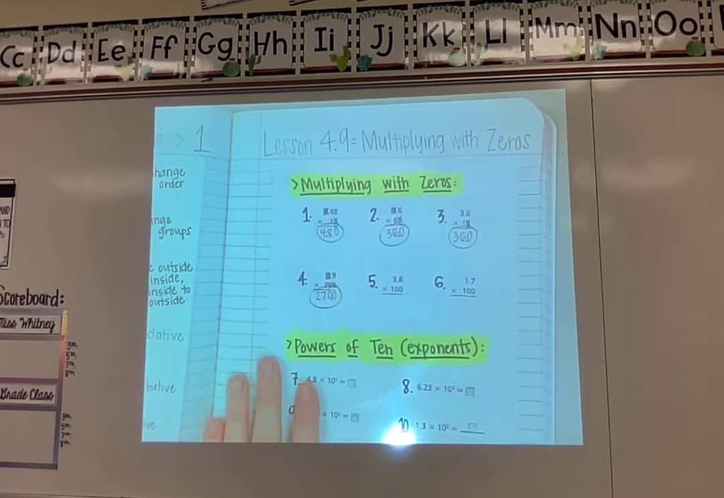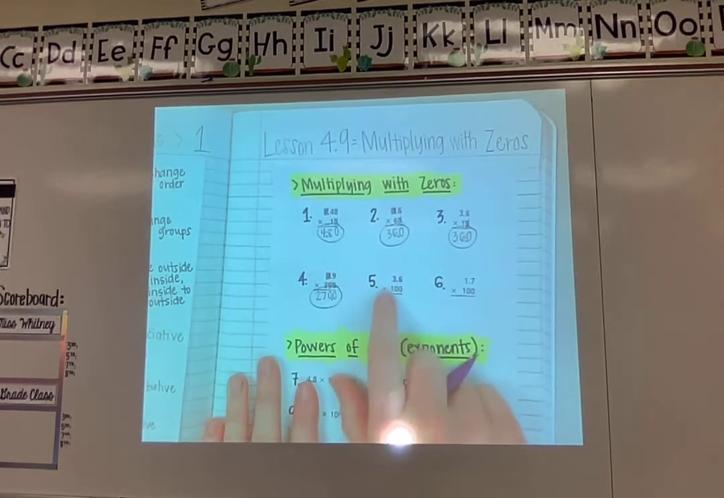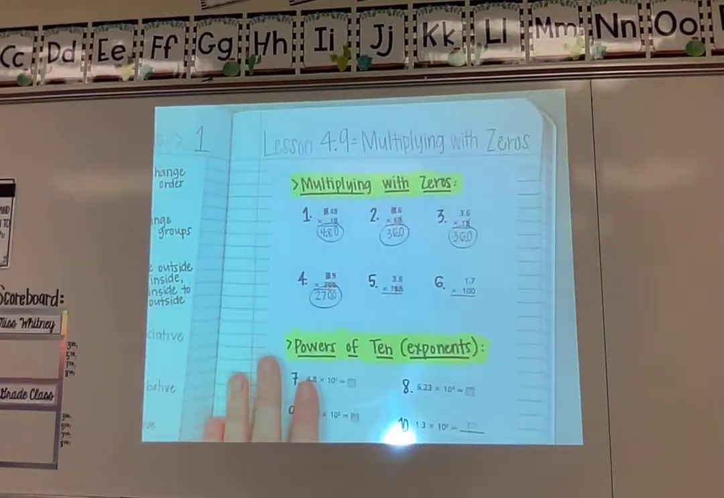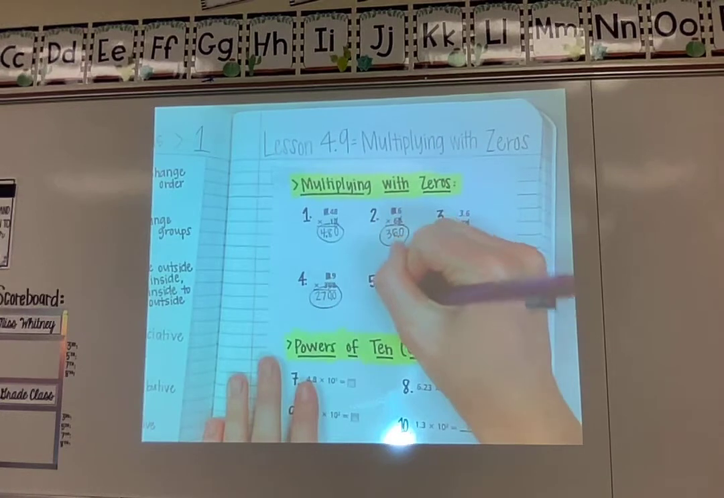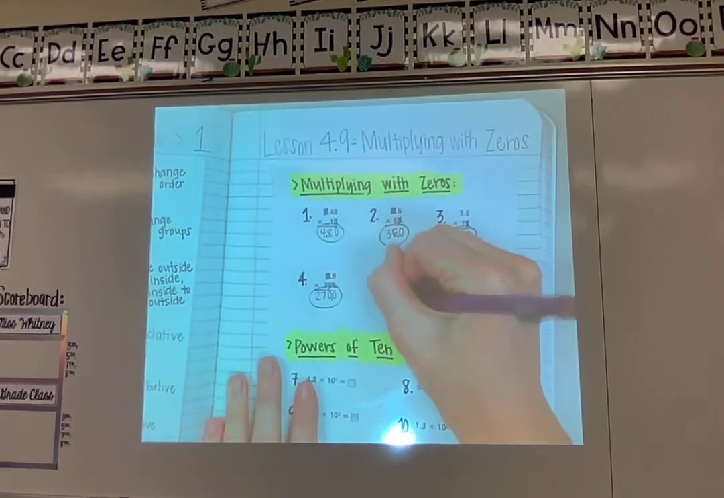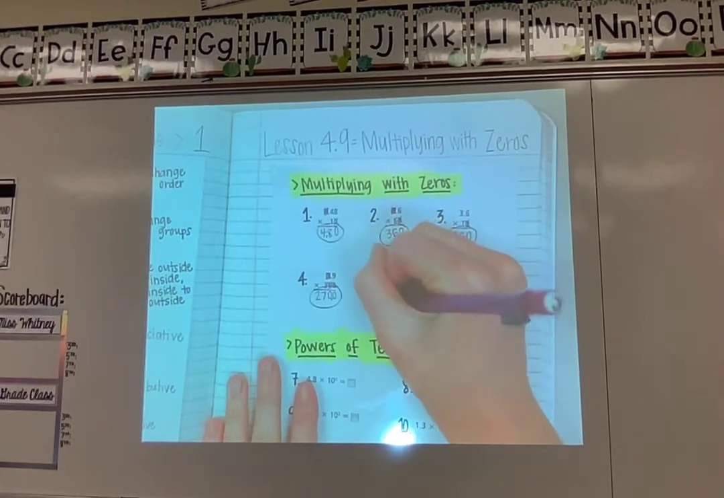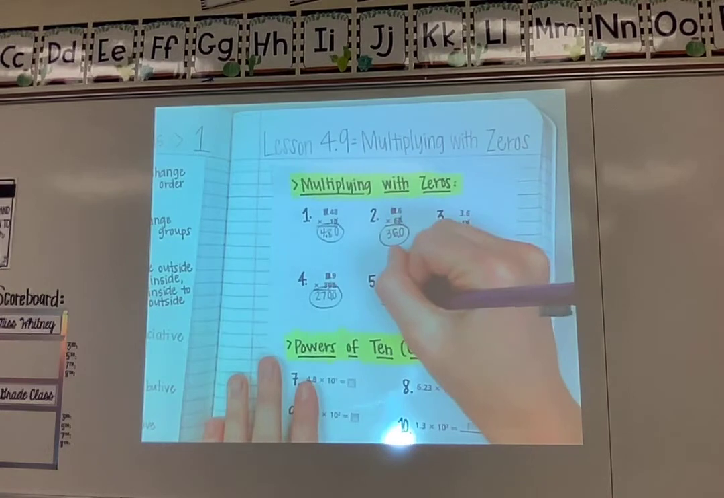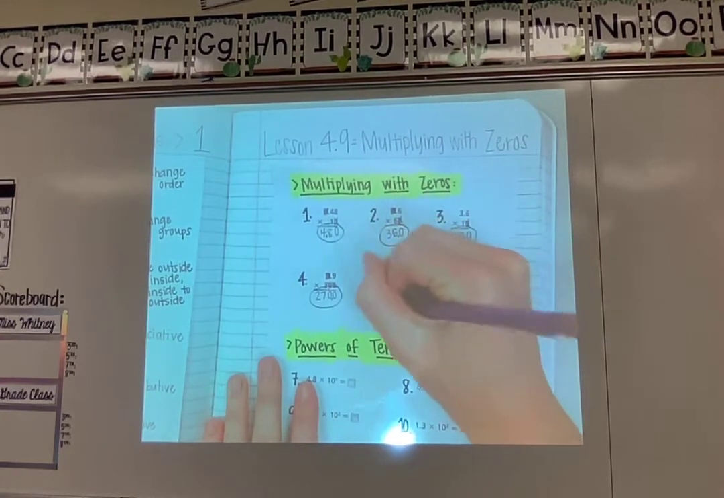Let's try another one, number 5. There are no zeros up front, but there are 2 back here, so XX. How many O's would I need to put down? 2. And then I multiply like normal. 1 times 6 is 6. 1 times 3 is 3. Need to figure out where my decimal goes. There's only one number back there. I'm going to have to squeeze it in. 360.0.